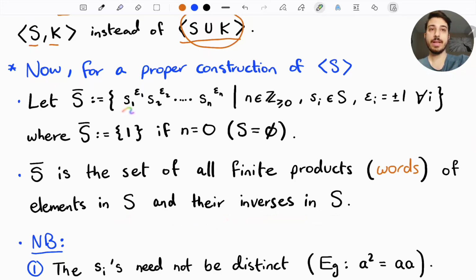So the elements in S are S1 to the power 1, S2 to the power 1, Sn to the power 1, and the inverses are S1 to the power minus 1, S2 to the power minus 1. That's why we have the 1 and minus 1 there, to see if we're taking the elements or the inverses in S. Okay, so this is all the finite products possible from the elements in S or their inverses. And the finite products are called words intuitively because the S's could be thought of as letters.